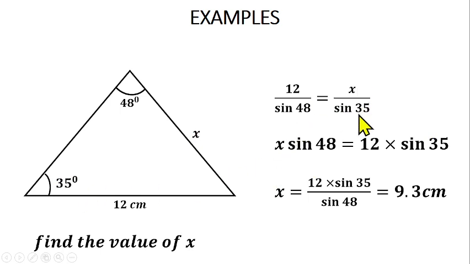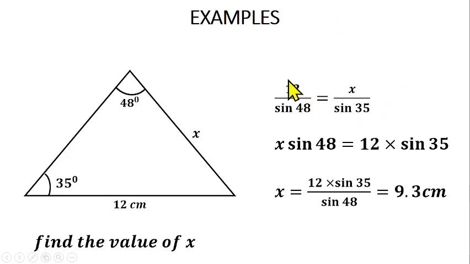Please, you cannot change this. Probably I should let you know that you cannot change this one. You cannot say this is 12 over sine 48. You now write equals to sine 35 over x. No, you cannot change it. The way this one looks, it will be side over the sine of the angle equals the side over sine of the angle.